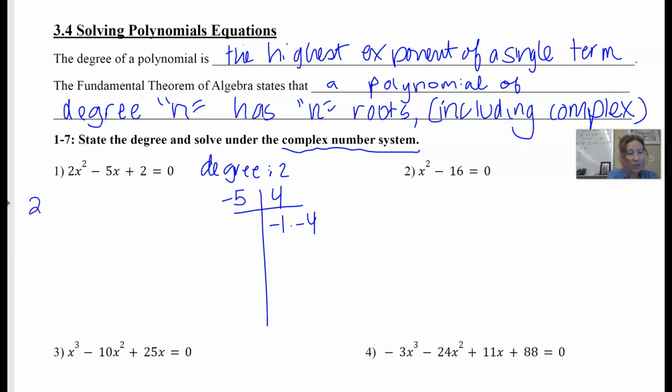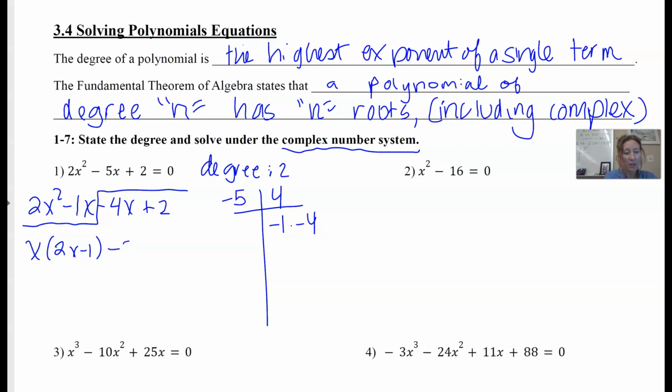Factoring this, I've got 2x squared minus 1x minus 4x plus 2. That should be totally recognizable to you. Then we draw the fence. Factoring out the GCF from the first half, I take out an x, and I'm left with 2x minus 1. And then in the back, I see that it begins with a negative, so I take out a negative, and the number I take out is 2. That would be positive 2x, that would change to minus 2 divided by 2 is 1.